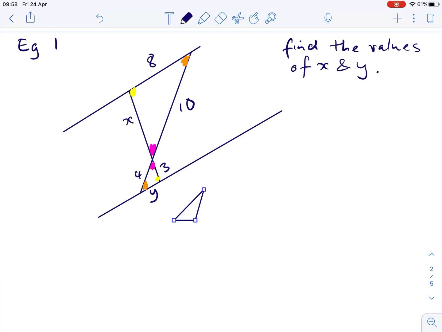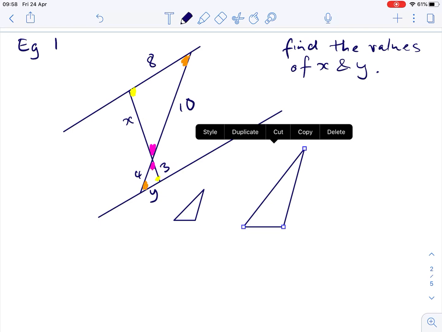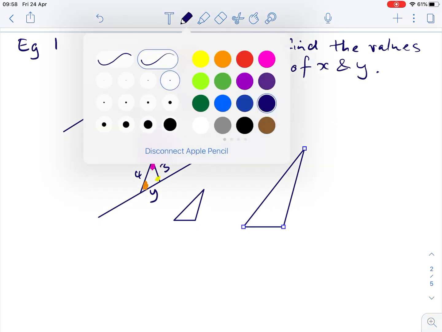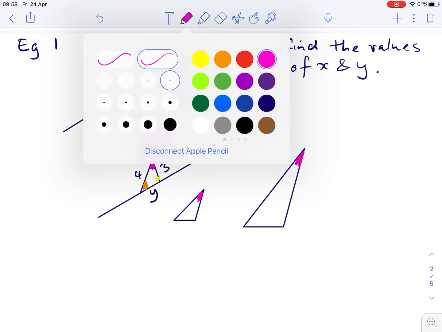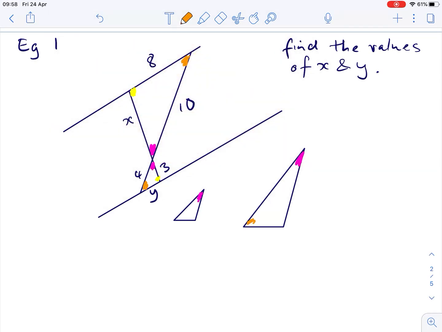Okay, there's our smaller one. I need to commit. There we go. And we can stretch it out this way. Now, I've already color-coded this for us. So we've got a pink angle at the top, and therefore this will have to also be pink. Orange in the bottom left, and yellow in the bottom right.